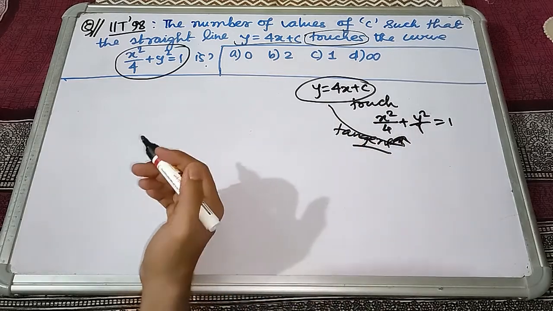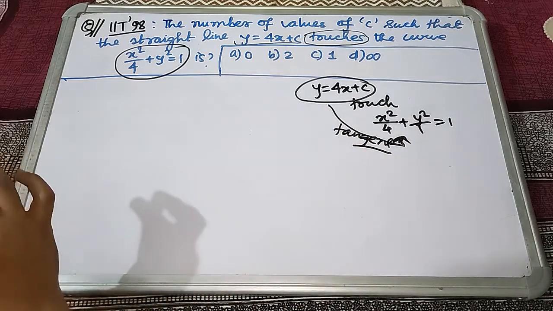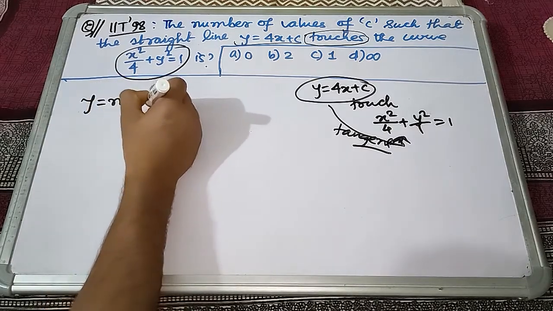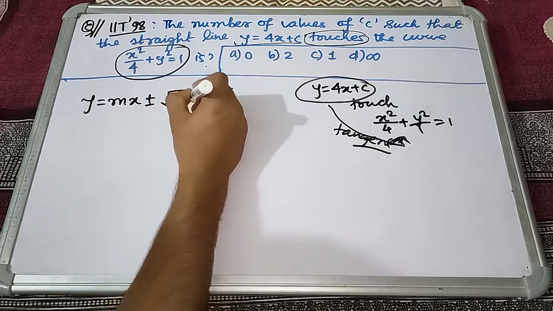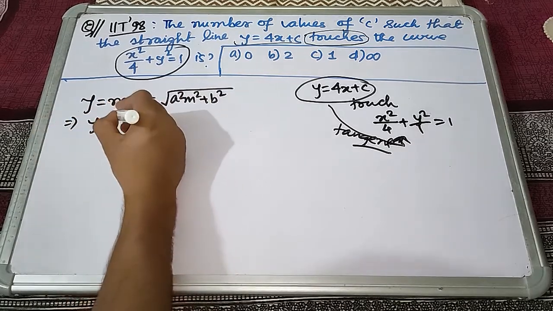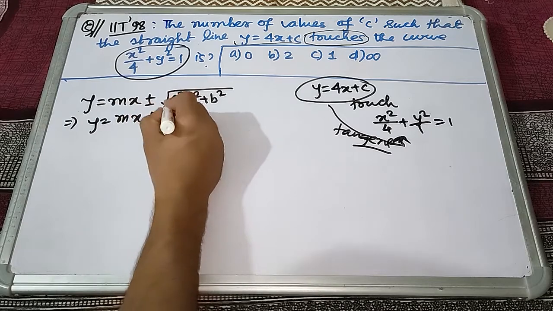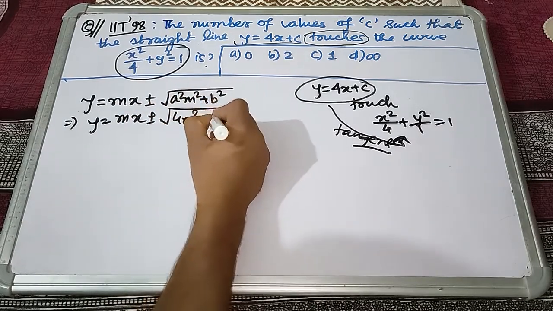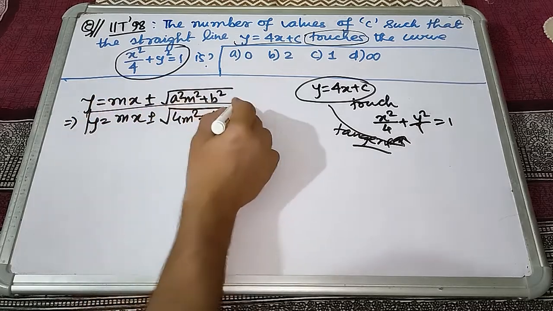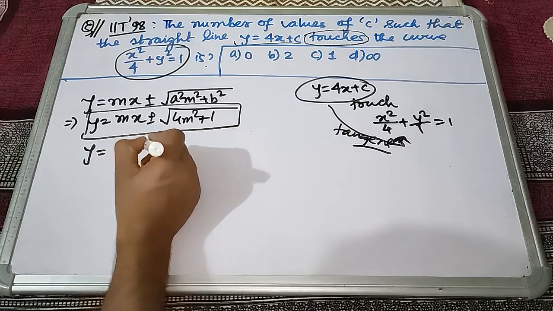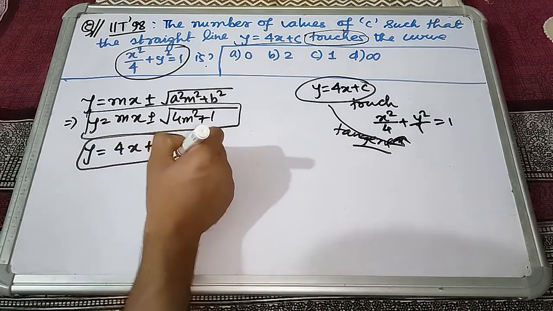Now if you just recall your first format, this question is just a cakewalk. What was the first format? y equals mx plus minus under root a square m square plus b square. Insert the value of a square and b square: mx plus minus under root, a square is 4, m square plus 1. This is our equation of tangent, and we are given that y equals 4x plus c is the tangent.